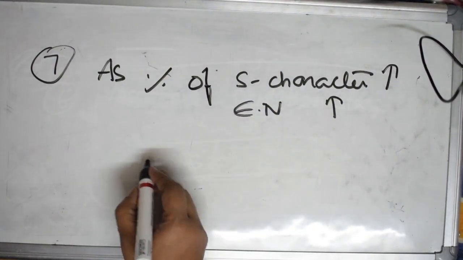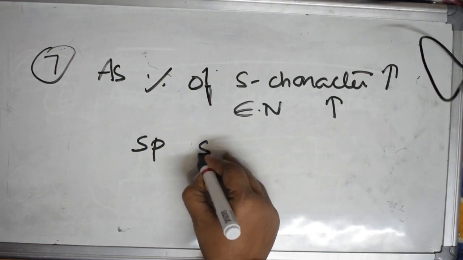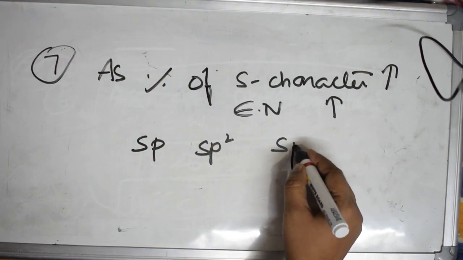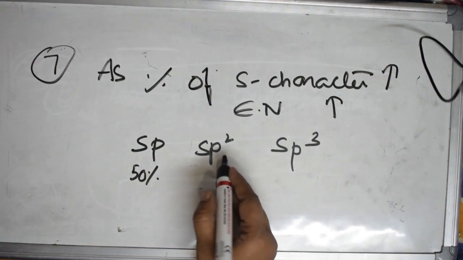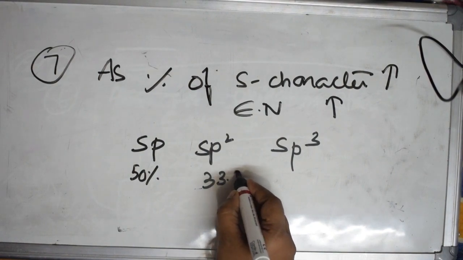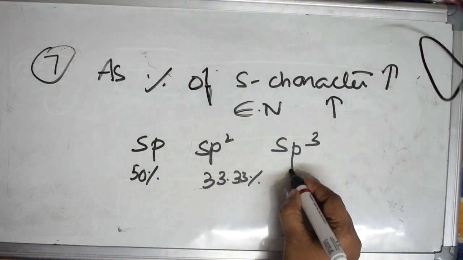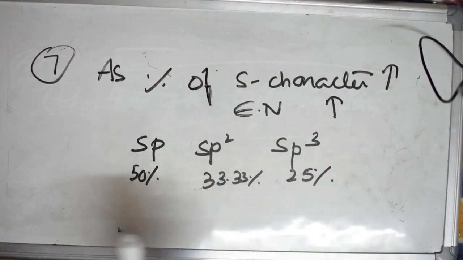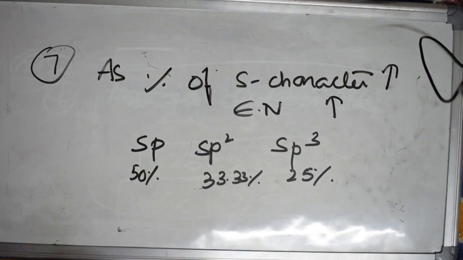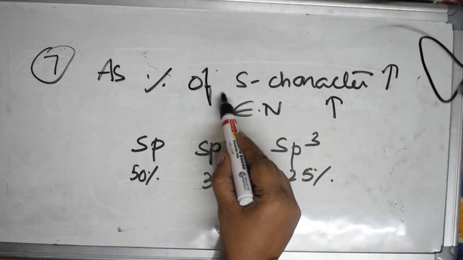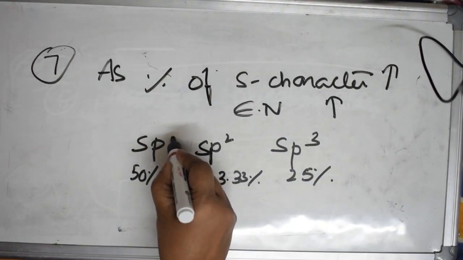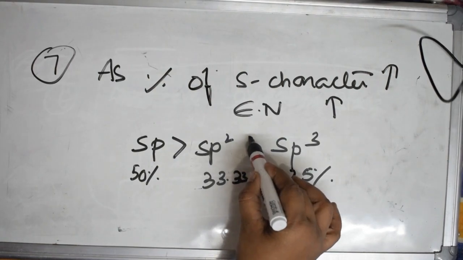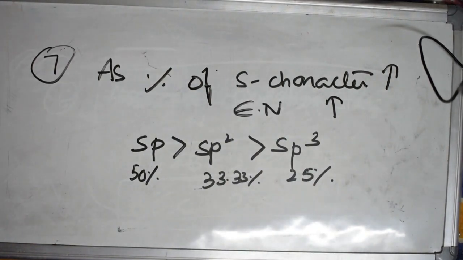That means if I take sp, sp2, sp3, here the S character is 50%. In sp2, the S character is 33.33%. Here the S character is 25%. Correct? Now among all these, which will have higher electronegativity? I said S character should be maximum. S character is maximum in this. Yes. So sp will have more electronegativity than sp2, which has more electronegativity than sp3. So this is the concept, students.